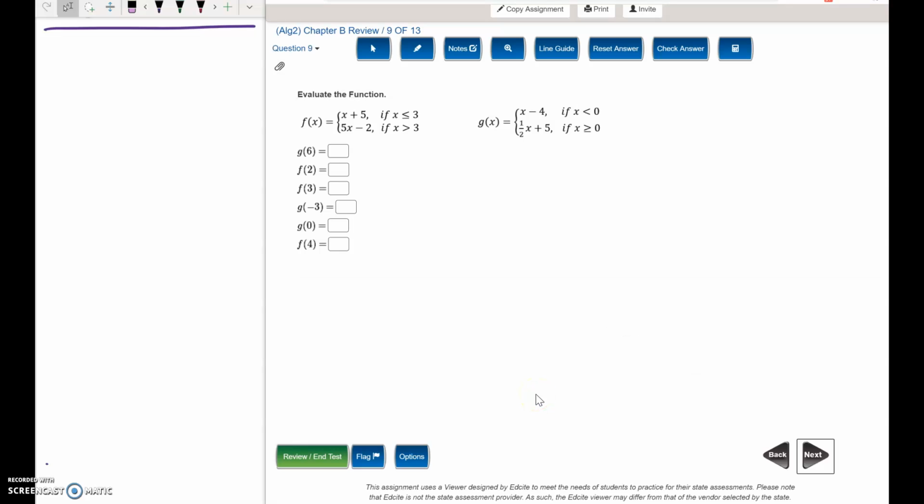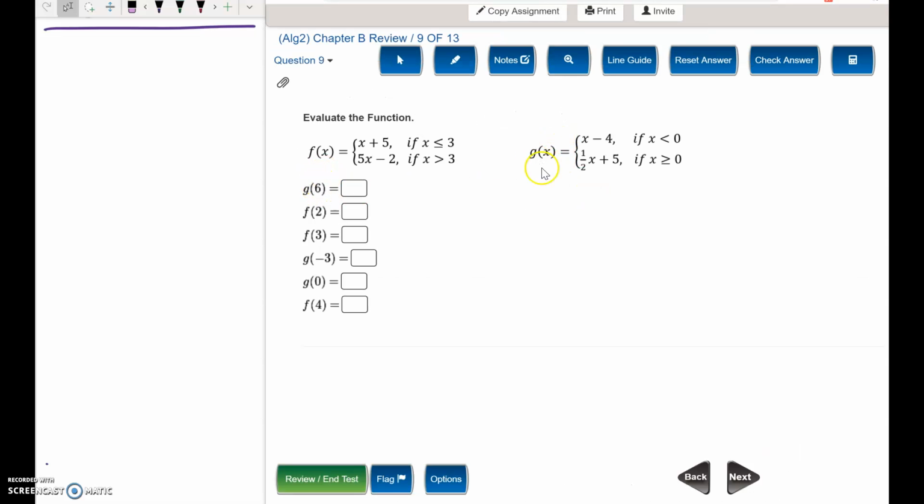With piecewise functions, you are looking at each problem and trying to figure out which function do I need to plug it into. So the first one is g of 6.